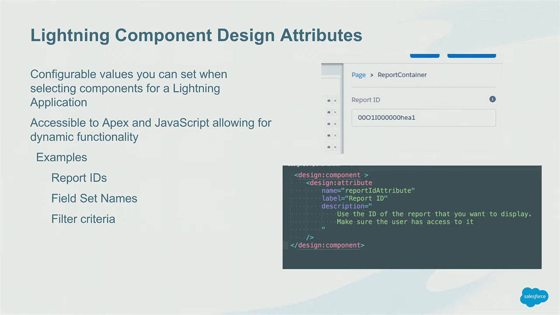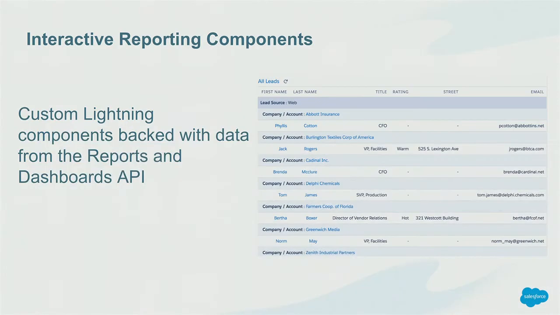And for your admins, just remember the design component, design attributes, and pass it to your developers. They'll Google it and figure it out. So in this example, I use a report ID, but you could also use field set names, filter criteria, basically anything you can put in a string. And you can have more than one, so you're not limited to just one attribute. You can just keep adding attributes in that component and have n number of configurable values.